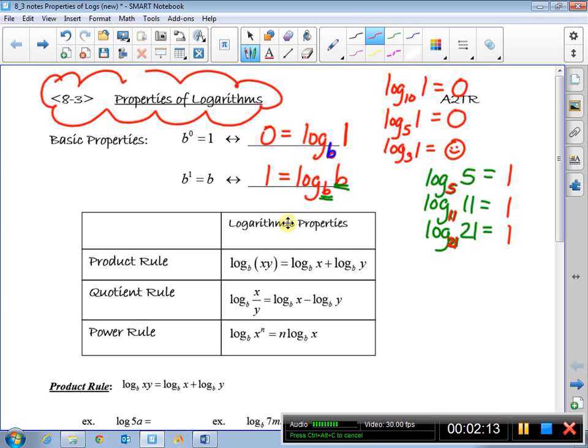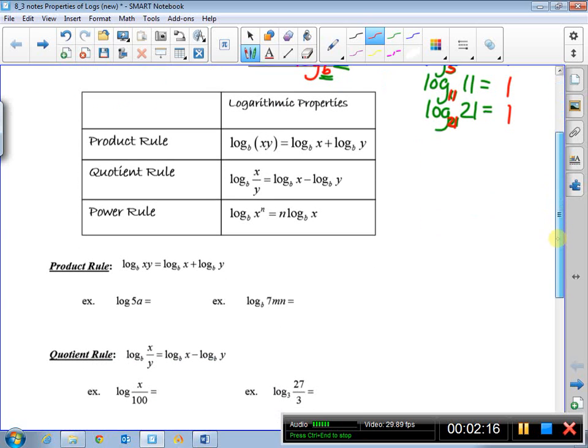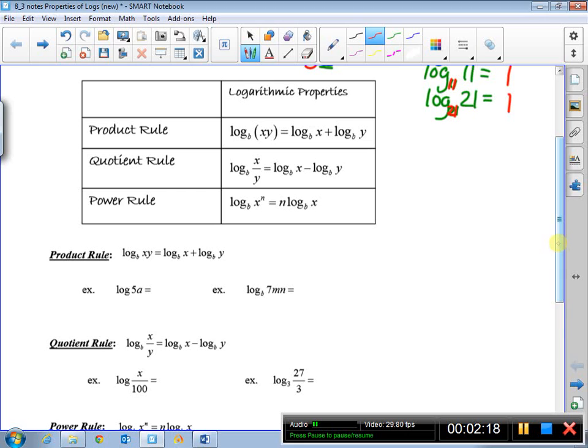What we really want to look at today, though, are these three other properties. The first one is known as the product rule. If I am taking the log of a product, so there's my product right there, then I expand it to equal the log of the first item plus the log of the second item. So log of x times y equals log of x plus log of y. And the base remains the same throughout. The base does not change.